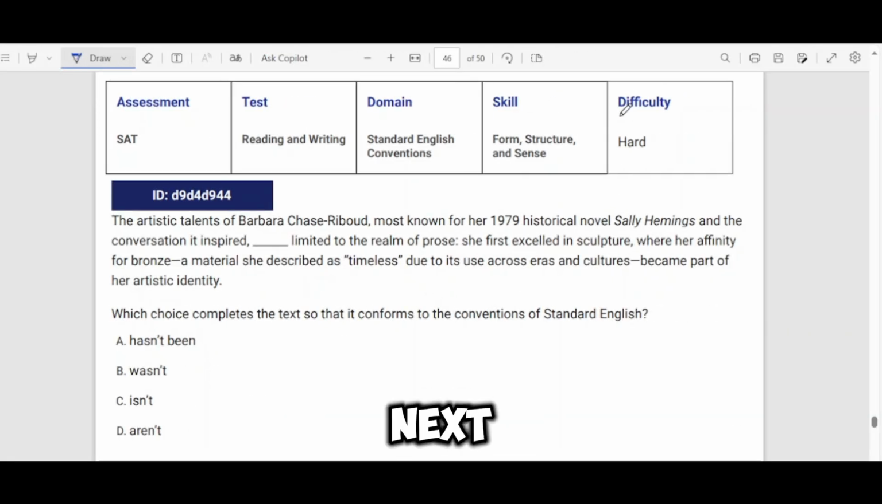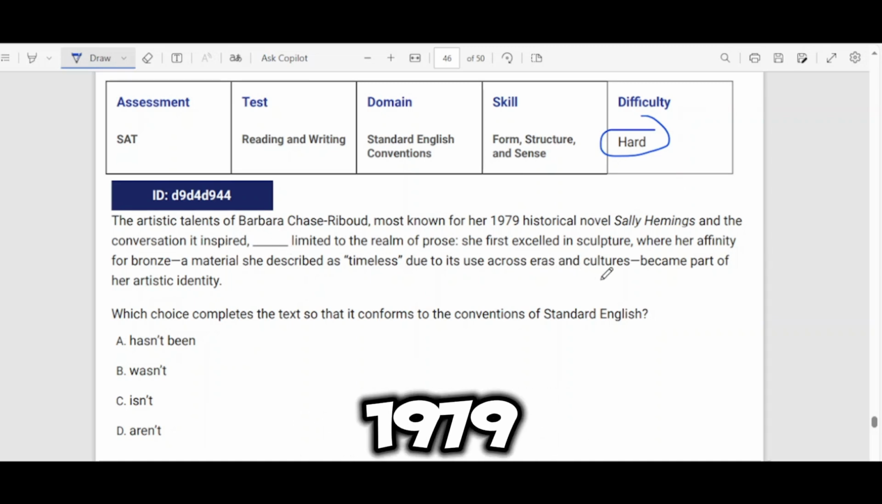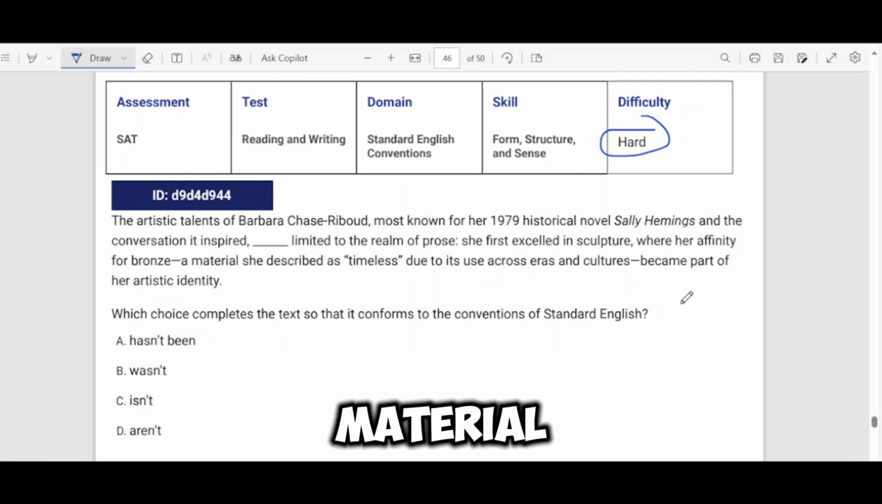Alright guys, so the next example, the hardest one: the artistic talents of Barbara Chase-Riboud, most known for her 1979 historical novel Sally Hemings and the conversation it inspired, dash limited to the realm of prose. She first excelled in sculpture, where her affinity for bronze, a material she described as timeless due to its use across eras and cultures, became part of her artistic identity.